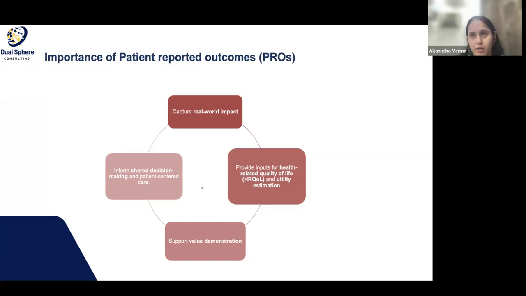Okay, and it is important to know all these aspects, because once these are known, then only will we be able to provide a program, a care, a solution which is more patient centered, right? So it's important to inform shared decision making, and it helps you provide a patient centered approach towards the care. Next slide, please, Richa.